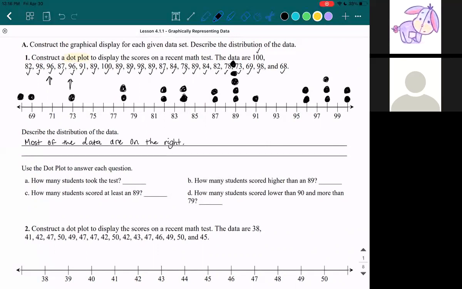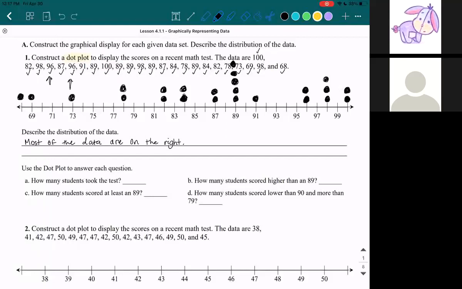So since most of the data is on the right, the mean is probably going to be a bigger number. And so all of this stuff on the left side is smaller than what the mean is going to be. So this left side data points, all the stuff on the left side, it's going to do something called skew. It's going to skew our data to the left.